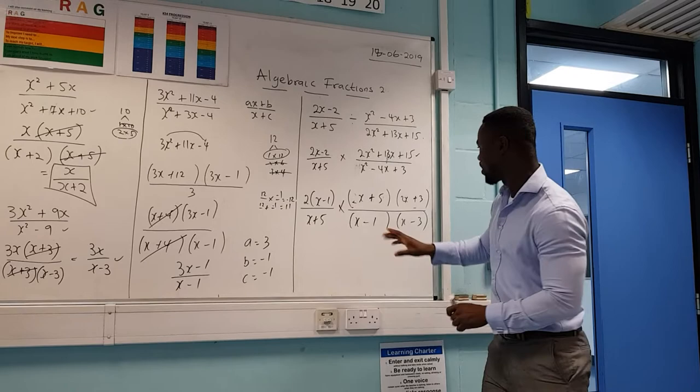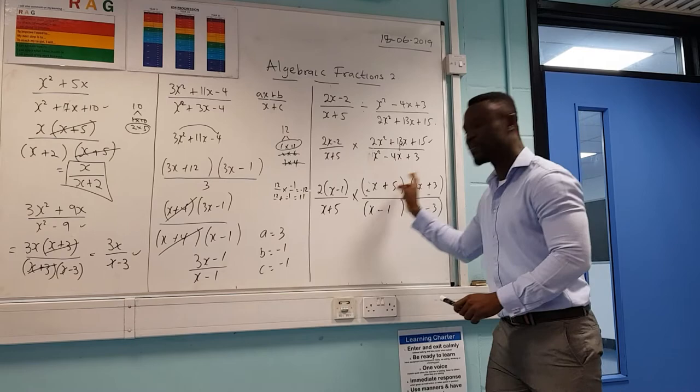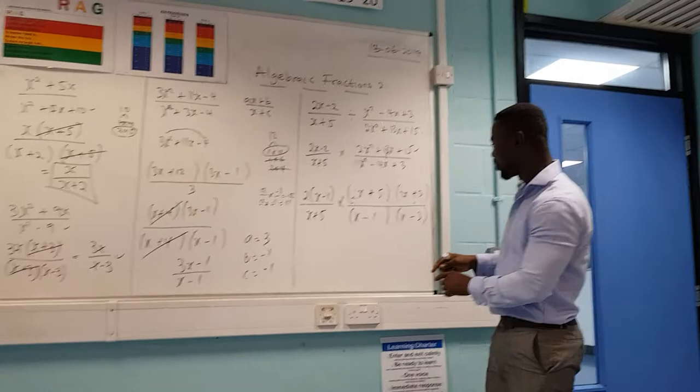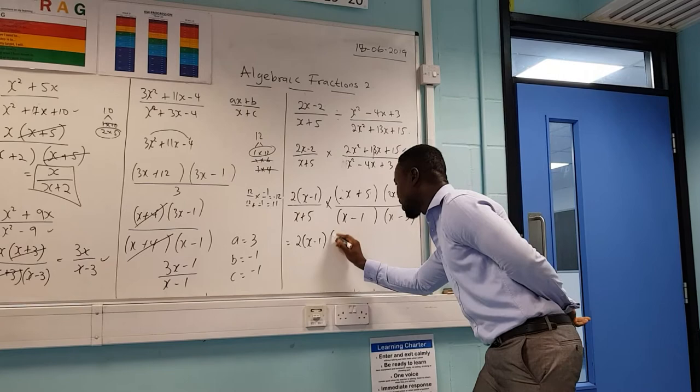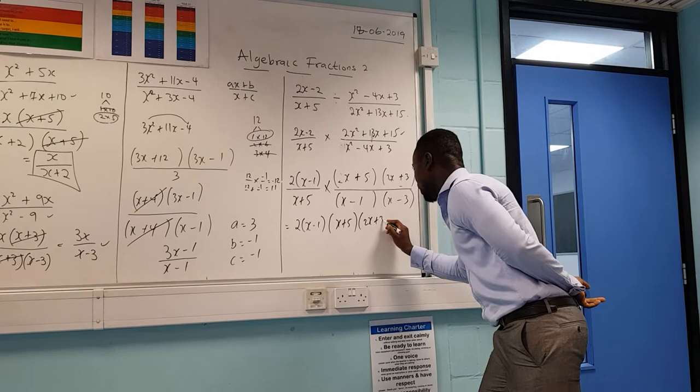Now, we can see that there's x plus 5 here, there's x plus 5 at the top. You can cross them out in this way. It doesn't matter, this is on the left and this is on the right. But if you are confused, you can rewrite them because they are being multiplied. So look at this so you don't get confused. The top one will now become 2x minus 1 times x plus 5 times 2x plus 3. You can write them all together like that.